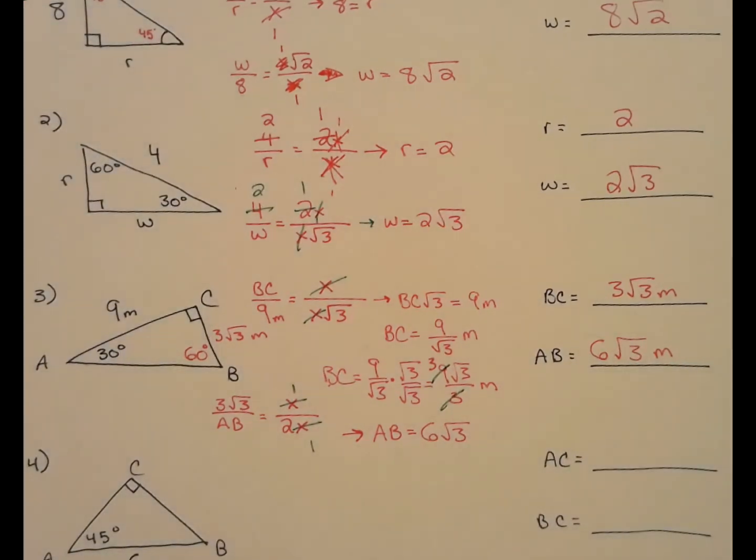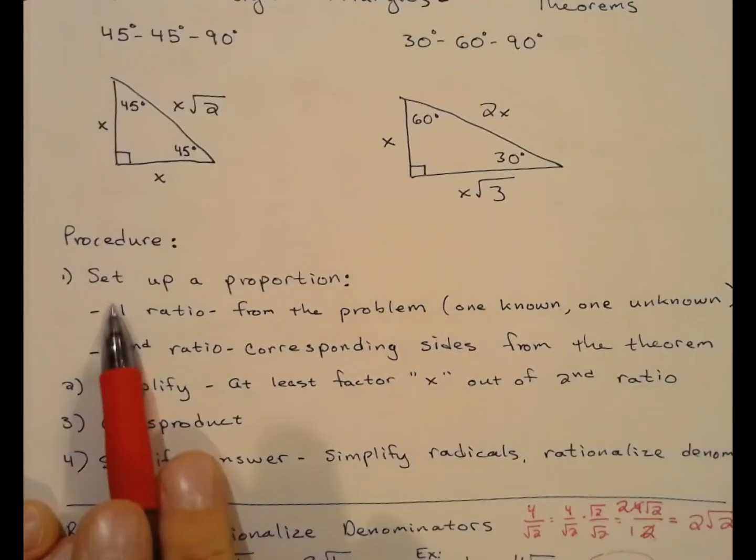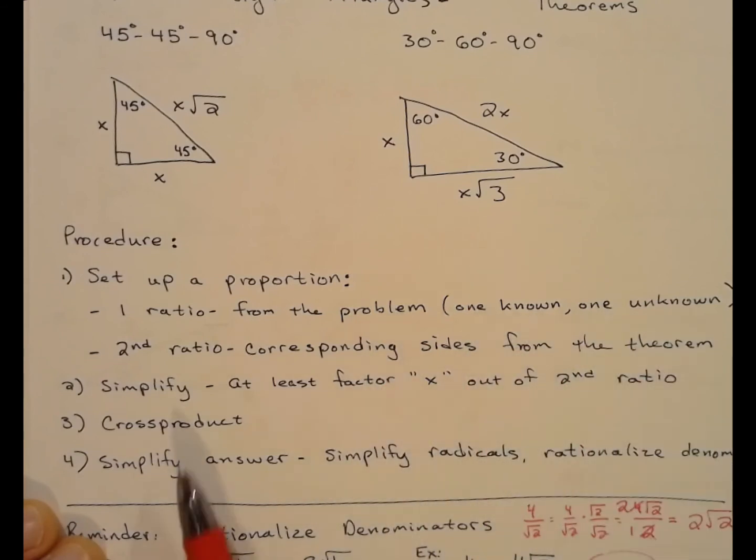So again, quick reminder, and then we'll blast through the last two, and I'll give you a couple to try on your own. We'll set up a proportion: first ratio from the problem, 1 known, 1 unknown. Second ratio, corresponding sides from the theorem. Simplify, cross product, simplify some more.